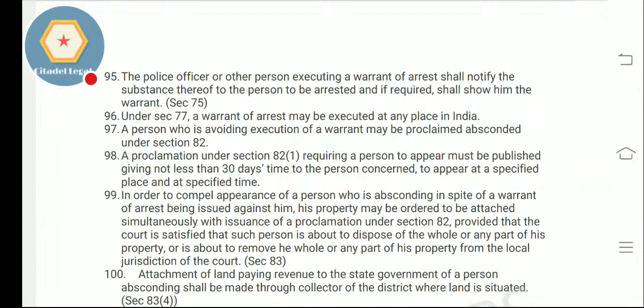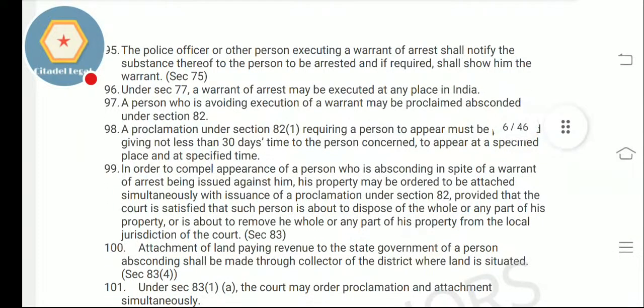Now coming to 82 clause 1. A proclamation under section 82(1) requiring a person to appear must be published, giving not less than 30 days time to the person concerned to appear at a specified place at a specified time. So the notice of proclamation, addressing the specified person, containing where to appear and on what date and time, must give the accused person 30 days time.